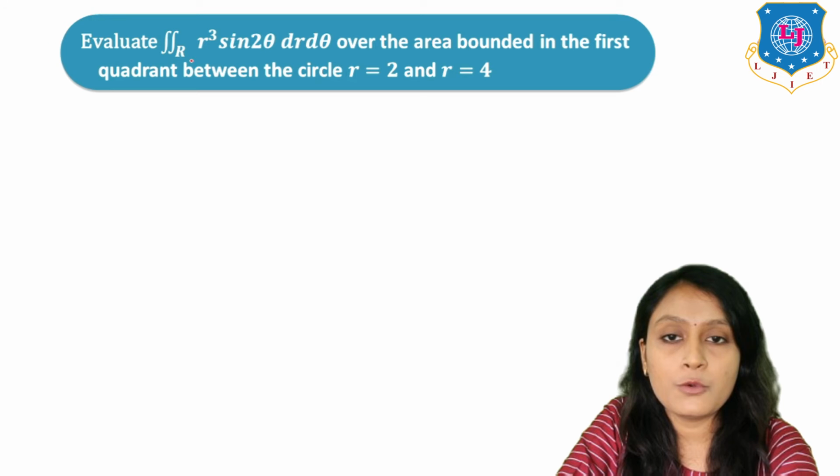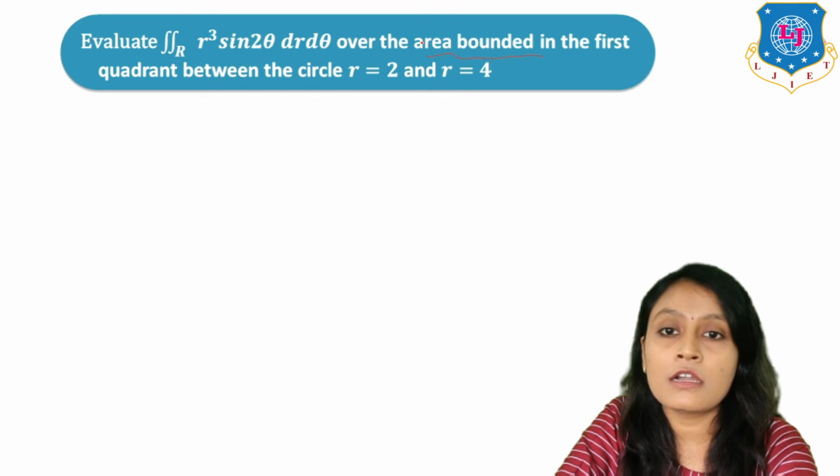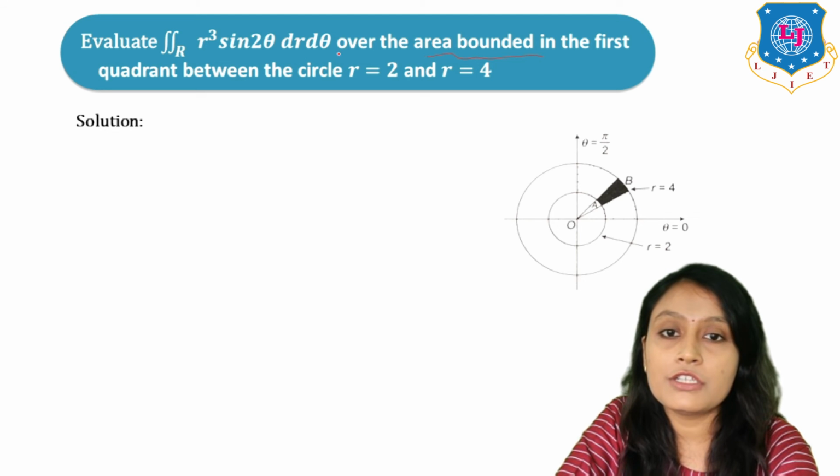Evaluate the double integration of r cube sin 2 theta dr d theta over the area bounded in the first quadrant between the circle r is equal to 2 and r is equal to 4. Okay, so in the question we have been given two circles, that is r is equal to 2 and r is equal to 4, and the region is the area bounded in the first quadrant. So firstly we will consider only the first quadrant, and the region is bounded between those two circles.